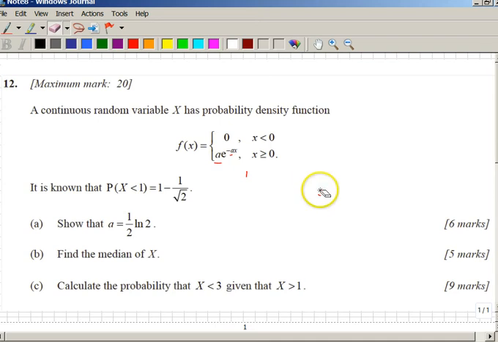Hey, Prashant sent this question from 2010 about probability density function. So let's take a look at this. This is a good one to review.